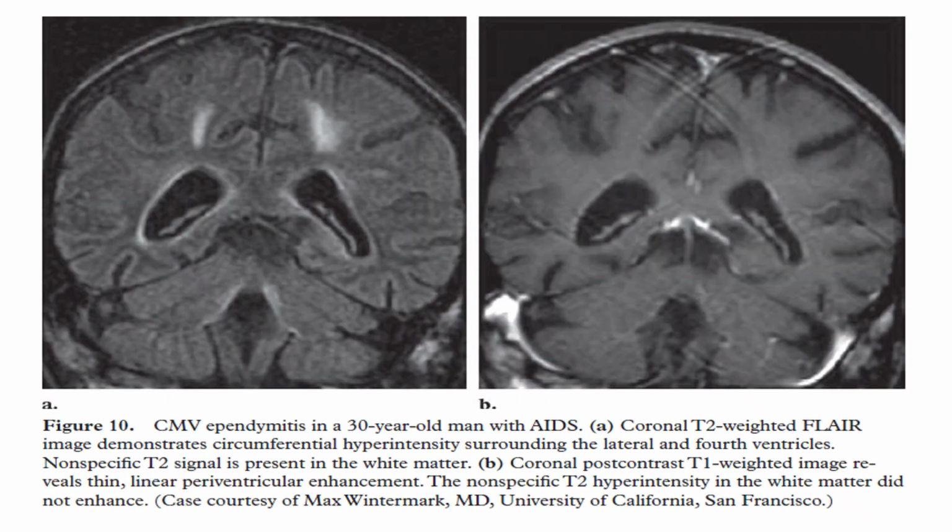Here we can see CMV ependymitis in a 30-year-old man with AIDS. First image shows coronal T2 weighted FLAIR image demonstrating circumferential hyperintensity surrounding the lateral and the fourth ventricle. Non-specific T2 signal is present in the white matter. In second image, we can see coronal post-contrast T1 weighted images revealing thin linear periventricular enhancement. The non-specific T2 hyperintensity in the white matter did not enhance.